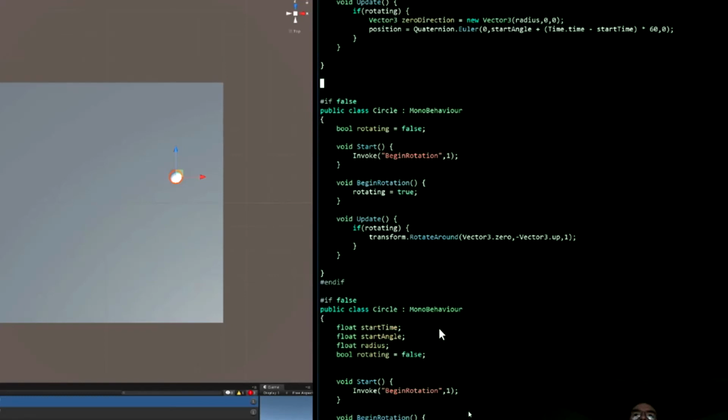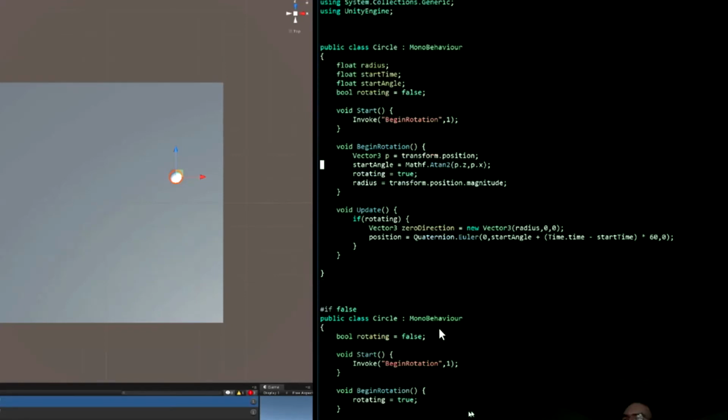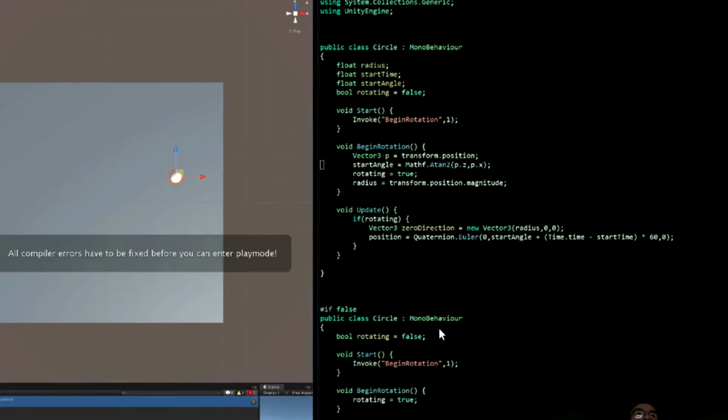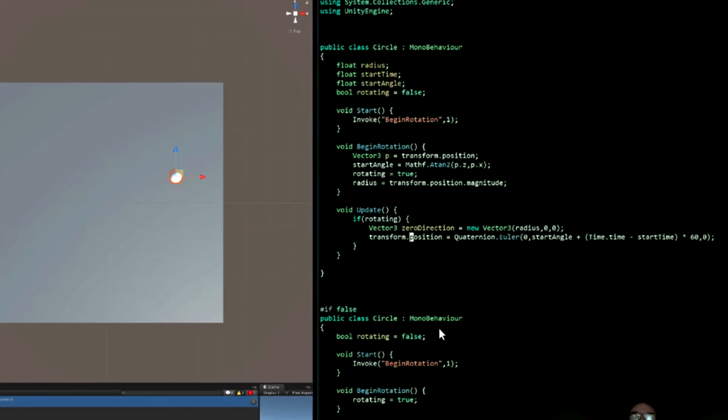Does it compile? No. What did I do wrong? Oh, it's this typical thing here. Let's try this again. And position, because transform dot position I need to do.